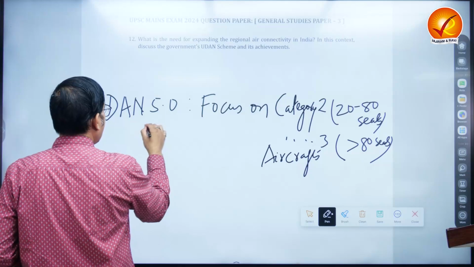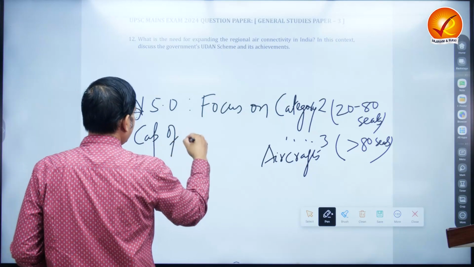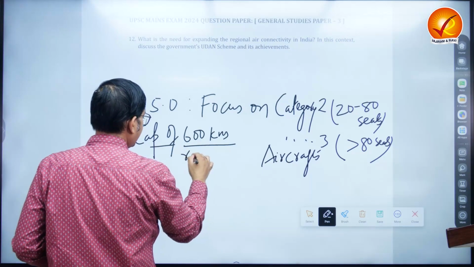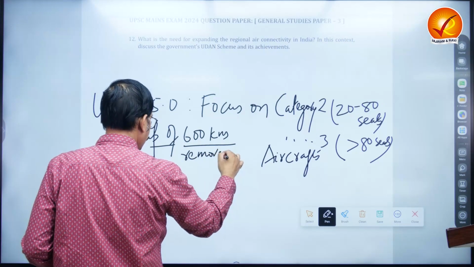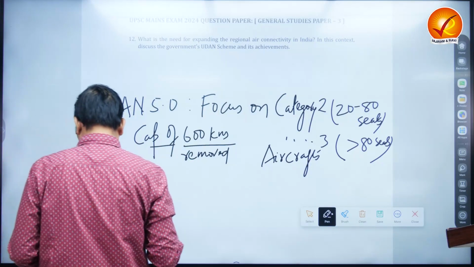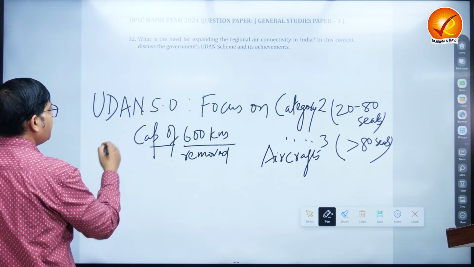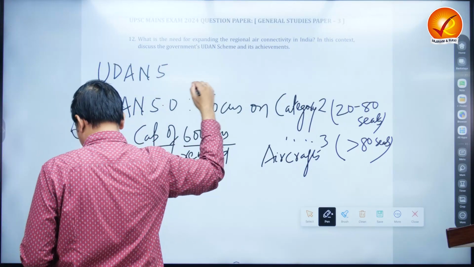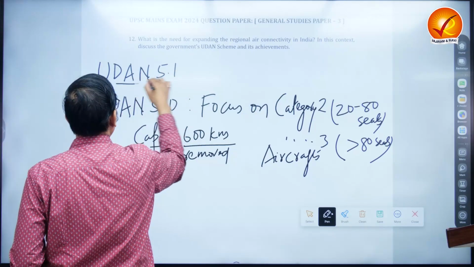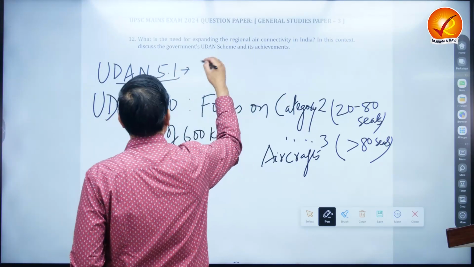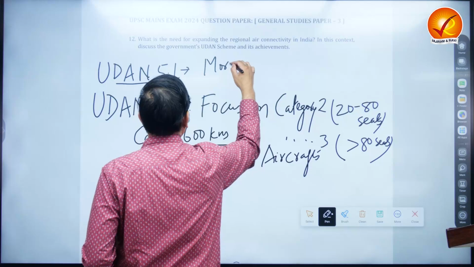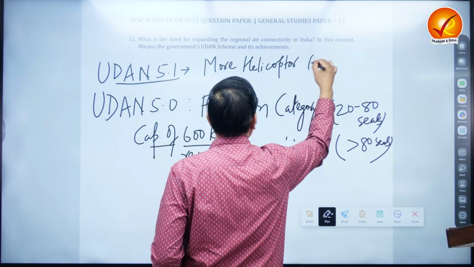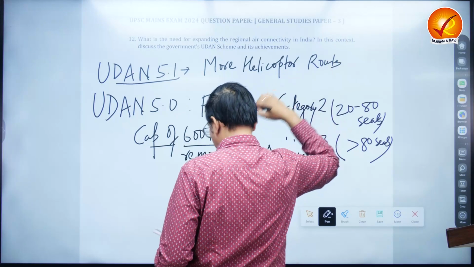And also the cap of 600 kilometers got removed. Earlier there was a cap of 600 kilometers within the regional connectivity that got removed. Okay, and then recently we have seen even UDAN 5.1, 5.2, etc. UDAN 5.1 talks about more helicopter routes. So not just the aircrafts, but also the helicopter routes.